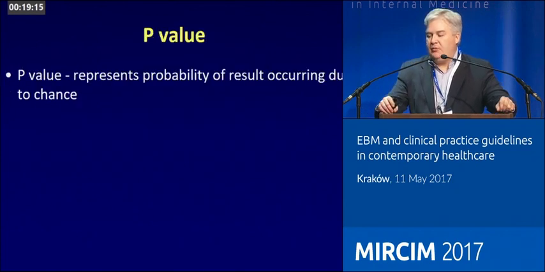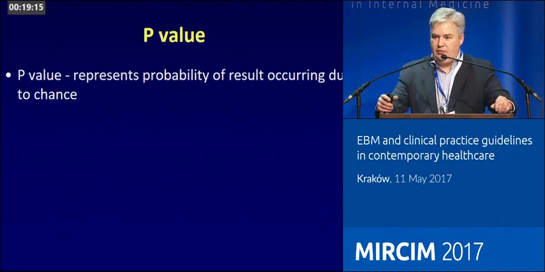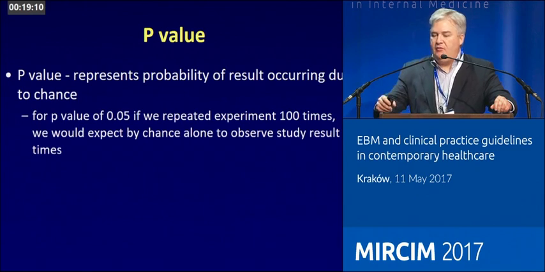So the p-value represents the probability of a result occurring due to chance. So that's what a p-value is informing you of. A p-value of 0.05: if we were to repeat an experiment 100 times, we'd expect to see that result by chance alone 5 times in 100.